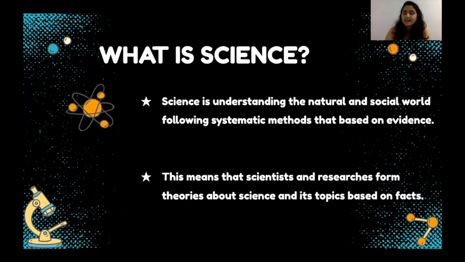What is science? Science is an understanding of the natural and social world following systematic methods that are based on evidence. This means that when scientists and researchers form theories about science and its topics, it's based on facts. So whatever they prove in the name of science is based on things that are real, not stuff that is made up.